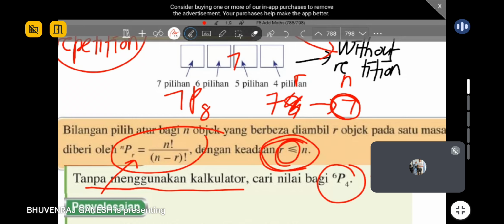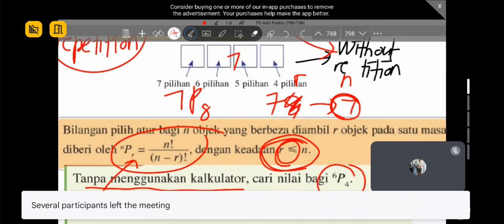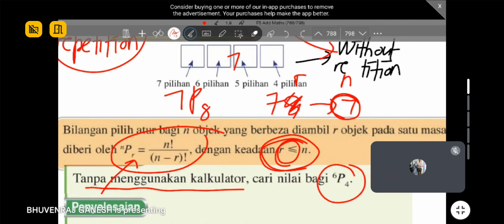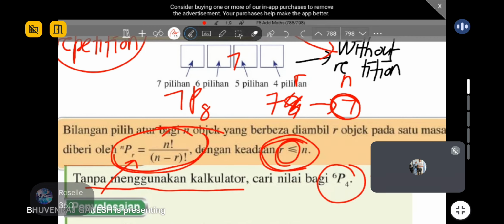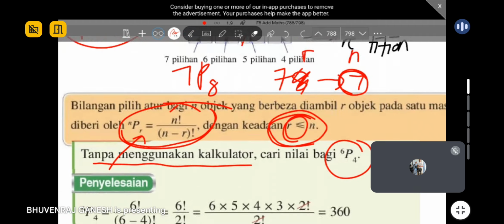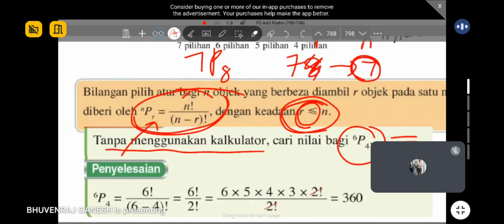So can anyone try and see? What answer do you all get? 6P4. Cuba aplikasikan rumus ni. Try to apply it. Yes. Okay, your answer will be 360. So how do we do it? Basically you just substitute only the value. So N is 6, R is 4.